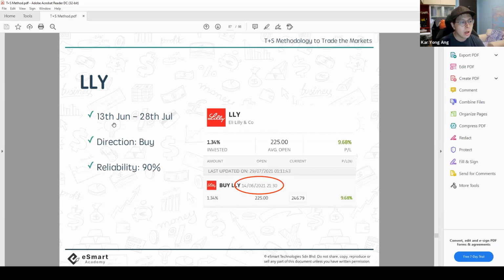To show you, 13 June to 28th of July, direction is buy, the probability is 90%, and this is how we executed it. We entered on 14th of July, you can see over here, 1 day after that, and then we exited this trade somewhere around 9/29. This one was taken at the end of the season here, and this trade made about 10%. Close to 10%, not too bad, right? Okay, give you more examples.